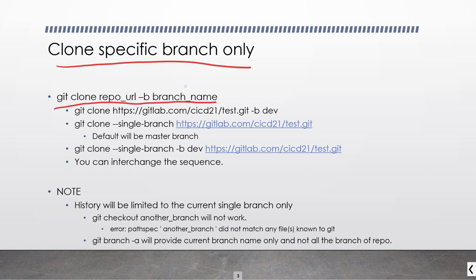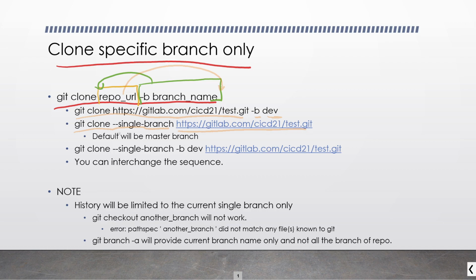For example, here I can interchange the sequence of this remote repository URL and this -b branch name with each other. So -b branch name can be here and the remote repository URL can be here. So you can interchange the sequences. Now the command will be git clone remote repository URL -b, that is the single branch only, and dev is the branch name. Another command is git clone --single-branch remote repository URL.